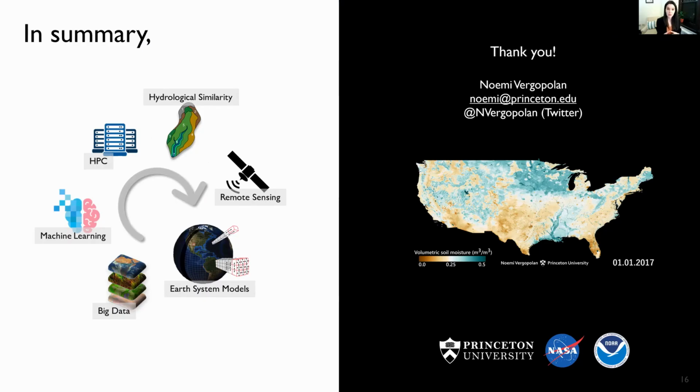In summary, here we presented an approach that allows us to take advantage of big data, machine learning, high-performance computing, as well as the concept of hydrological similarity and data merging that the hydrological scientific community has been working on for many years now. By combining all these different aspects, we are able to come up with a satellite-based estimate of soil moisture at very fine scales that we really hope can improve the access to information and decision-making related to soil moisture at very fine scales.